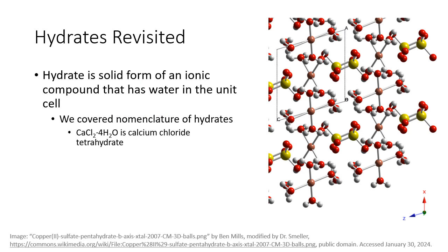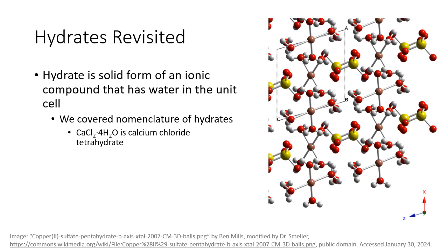So let's revisit the topic of hydrates. Hydrates are a solid form of an ionic compound that has water in the unit cell. In the image on the right, we've got a unit cell of copper sulfate outlined with the dashed lines, and you can see that there are red balls with two white balls attached. Those are connected to orange balls. These red and white balls are water molecules that make copper sulfate a hydrate, copper being the orange.